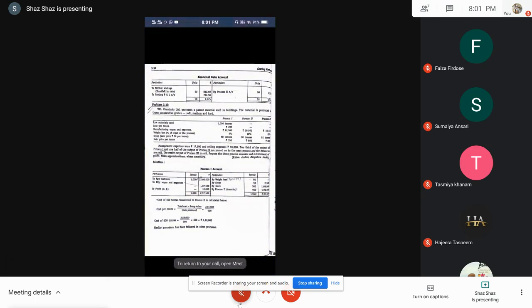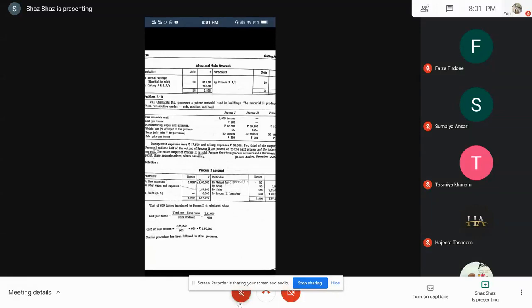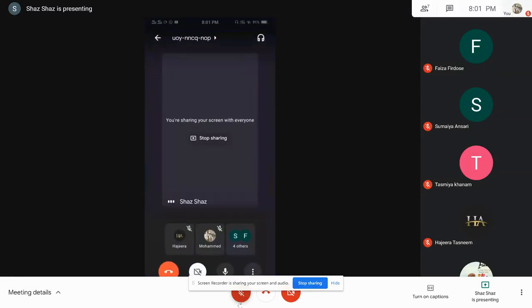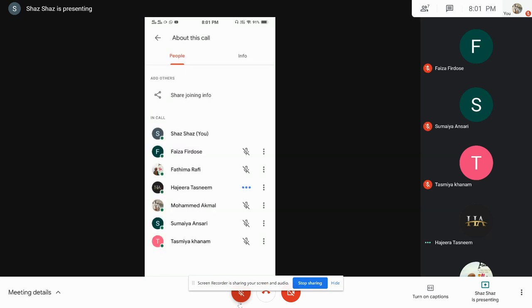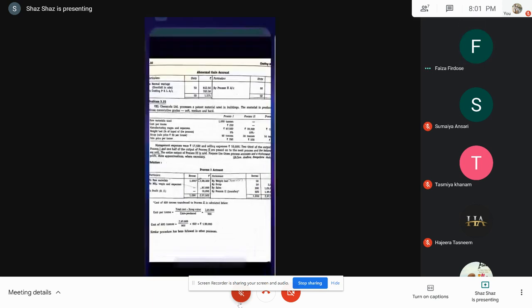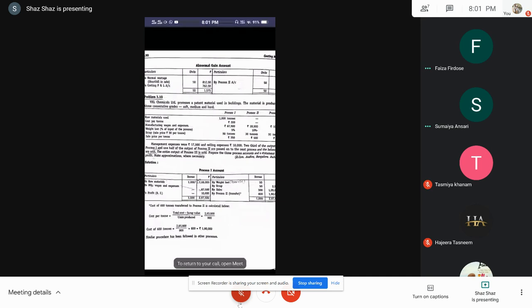Phone, phone. Okay, now we'll start with problem number 3.10. Where is Asfiya Hajira? She's not attending. Ma'am, her phone is switched off. Don't know. Fatima, Faiza, Sumaya, Tasmiya. Yes, ma'am. Have you all done the 3.10 question? Answer written in notes, ma'am.